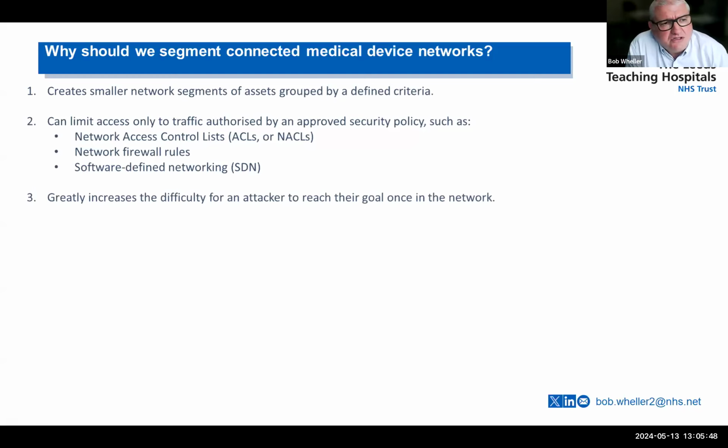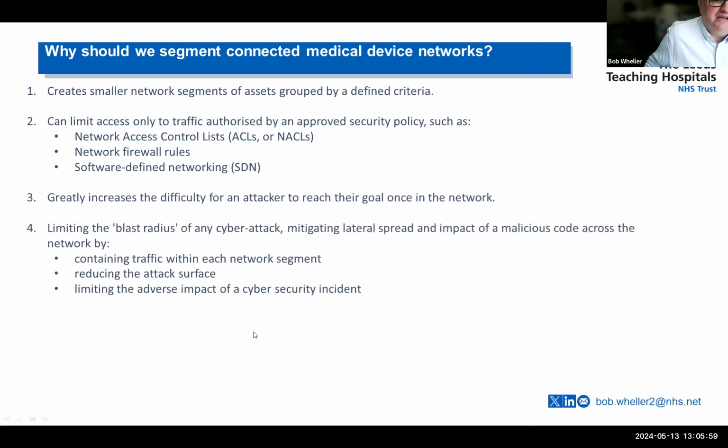So what this segmentation does is it increases the difficulty for an attacker to reach their goal once in the network. It doesn't eliminate it, but all of these things are about reducing risk. So it adds a mitigating factor. And I'm not sure I like this terminology, but it talks about limiting the blast radius of a cyber attack, mitigating the lateral spread. So there's one thing about increasing the difficulty of an attacker to navigate a network, but then there's a separate issue about when something does go wrong, the impact of that cyber attack can be limited through network segmentation.